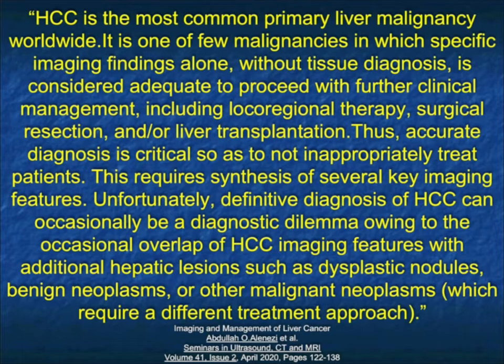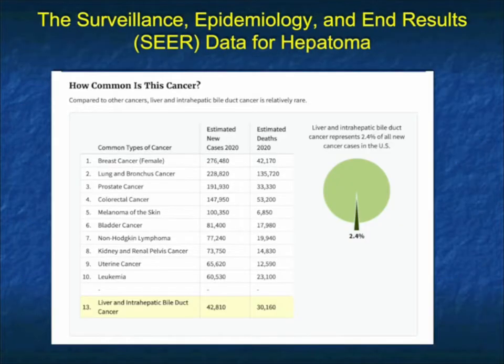process. The article mentions, unfortunately, definitive diagnosis of hepatoma can occasionally be a diagnostic dilemma, owing to the occasional overlap of hepatoma imaging features with additional lesions such as dysplastic nodules, benign neoplasms like hepatic adenoma or FNH, and we can argue about hepatic adenomas in a little bit, and other malignancies which require a different approach. Also, at times, metastasis versus primary tumor can be a challenge.